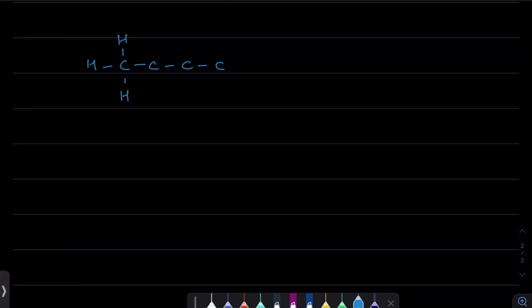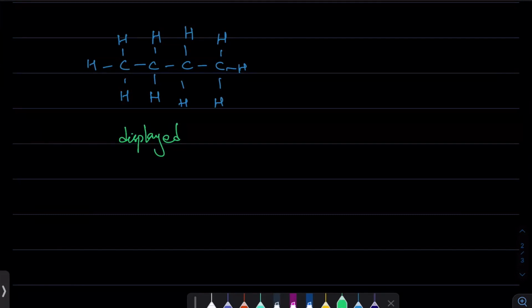Similarly, next one already has 2 bonds, so it will get 2 more hydrogen. Next one has 2 bonds already, so 2 more hydrogens. And next one has just 1 bond already. The rest of them are empty, so I'll just put 3 hydrogen. So hydrogen is kind of like a filler. This thing is its displayed formula. Displayed formula tells me how the bonding is.